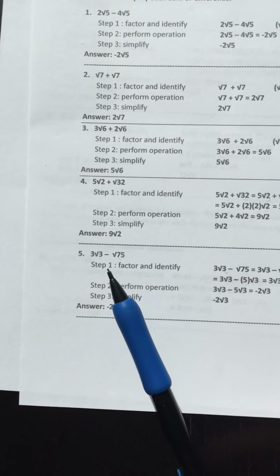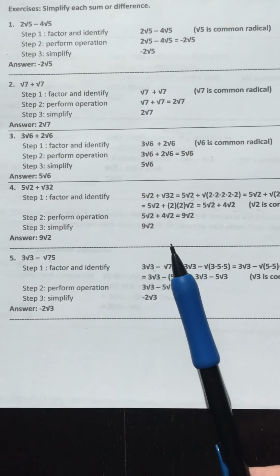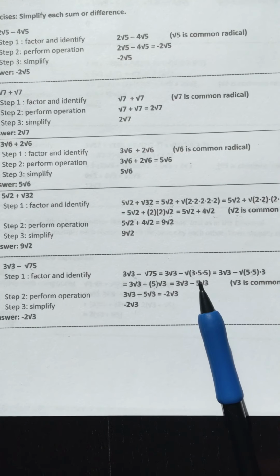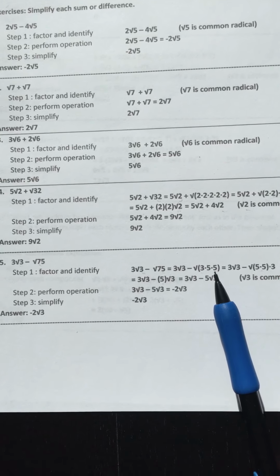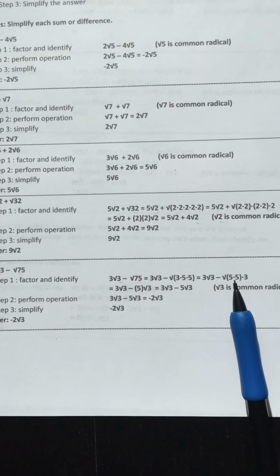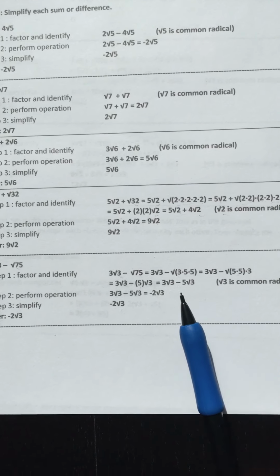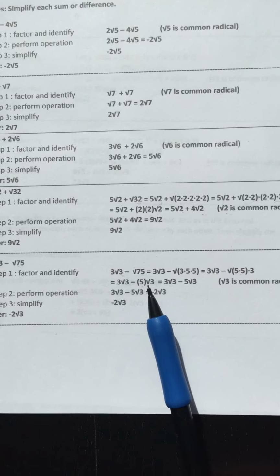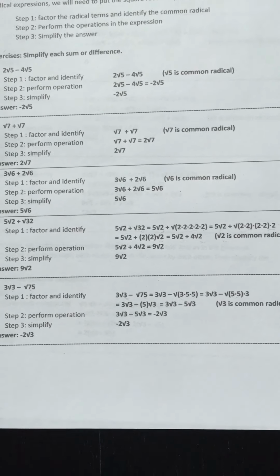In number 5 here, I've got 3 square root of 3 minus the square root of 75. So again, I go over here and I've factored out, okay, 3 stays as it is, but 75 becomes 3 times 5 times 5. And I've written them again in parentheses for the pairs because I know I can pull those out of the radical sign. So I have 3 square root of 3 minus 5 times the square root of 3. So it's 3 minus 5 gives me minus 2 square root of 3.